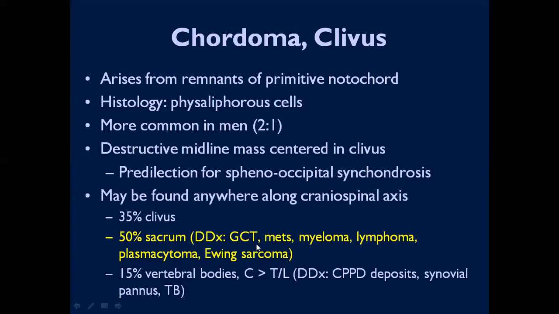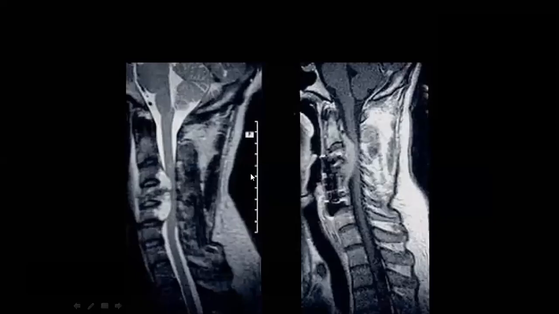Just think about the differential: giant cell tumor, metastasis, myeloma, lymphoma, plasmacytoma, Ewing sarcoma. Yeah, chondrosarcoma, exactly, I agree. So chondrosarcoma, Ewing sarcoma, any type, okay, in the clivus. It's like the clivus and also the sacrum. So it can come to you in the sacrum when we go to the other systems, inshallah, in the future.